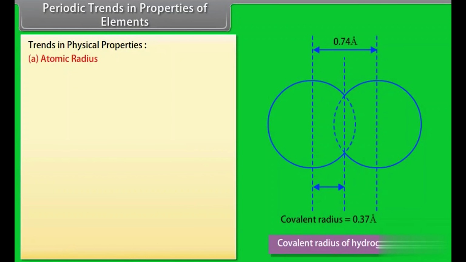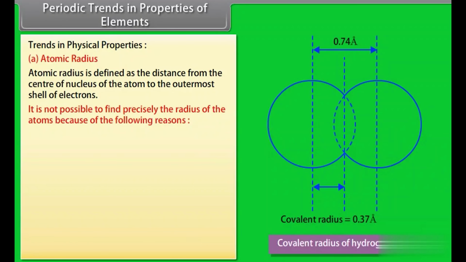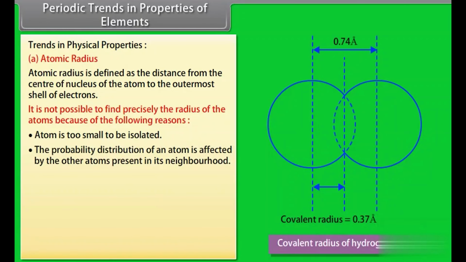Atomic radius. Atomic radius is defined as the distance from the center of the nucleus of the atom to the outermost shell of electrons. It is not possible to find precisely the radius of atoms because of the following reasons. Atom is too small to be isolated. The probability distribution of an atom is affected by the other atoms present in its neighborhood. Size of an atom also changes from one bonding state to another.